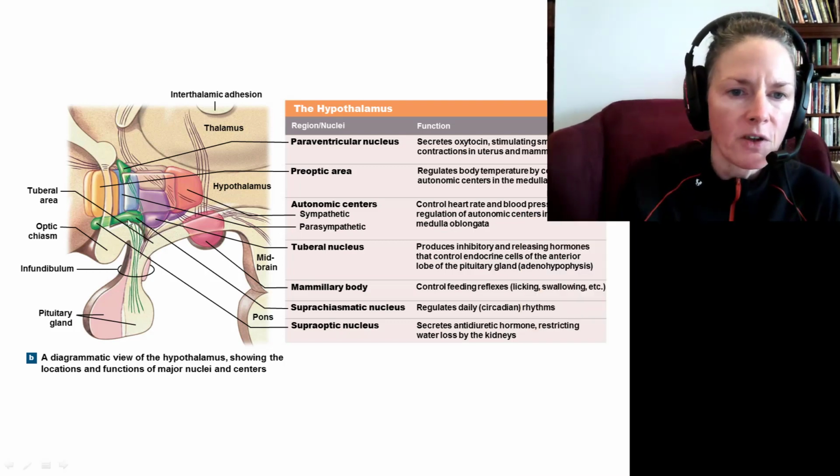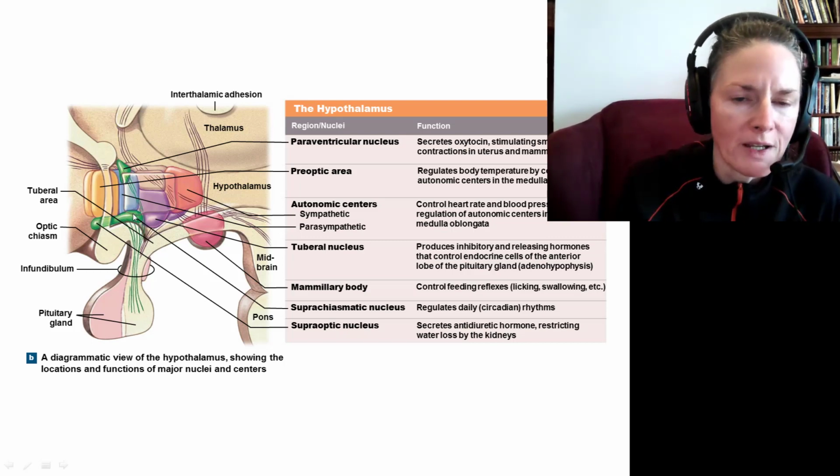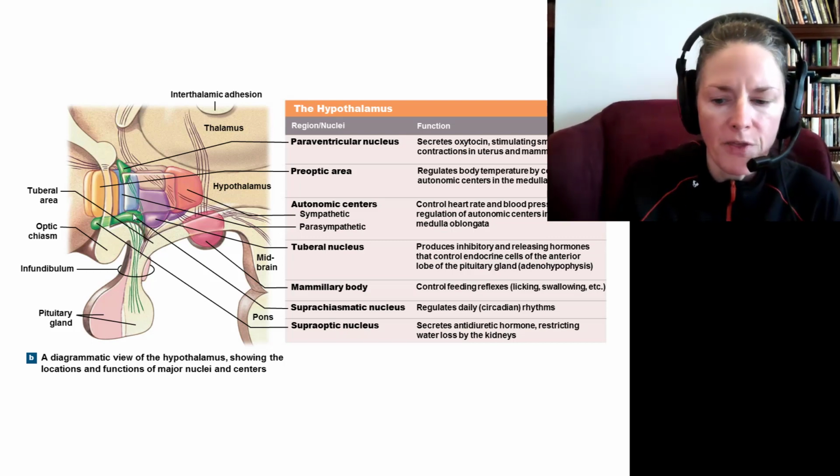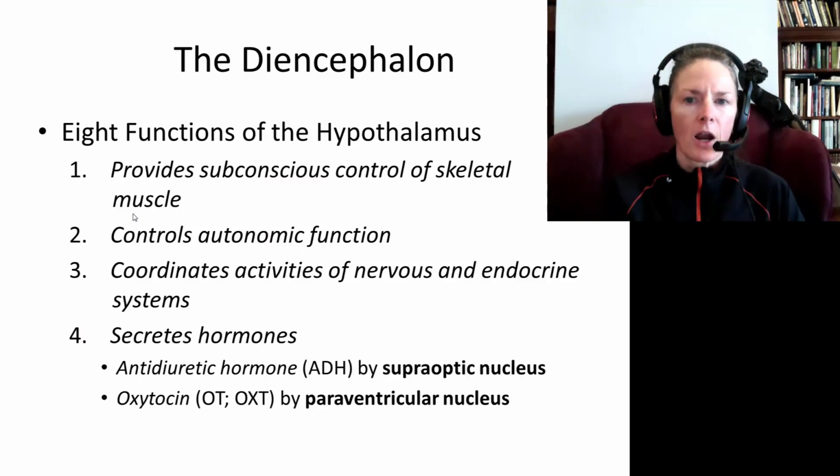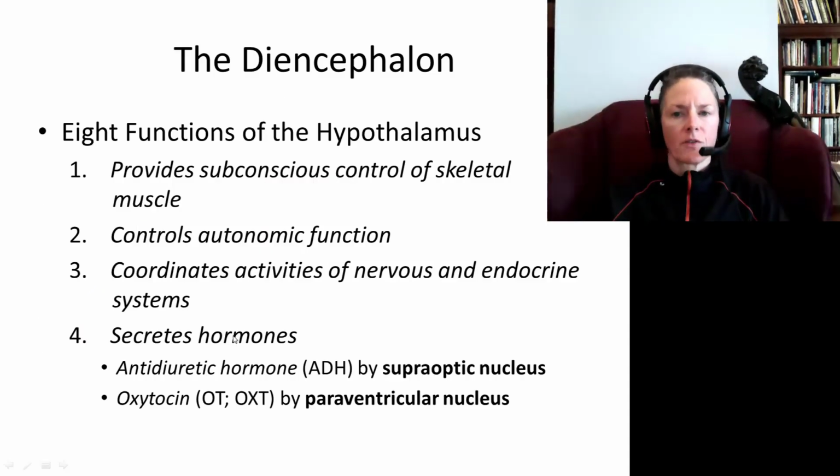Finally, we have this suprachiasmatic nucleus right here, which helps regulate circadian rhythms along with the pineal gland. All right, let's look at the eight functions of the hypothalamus.